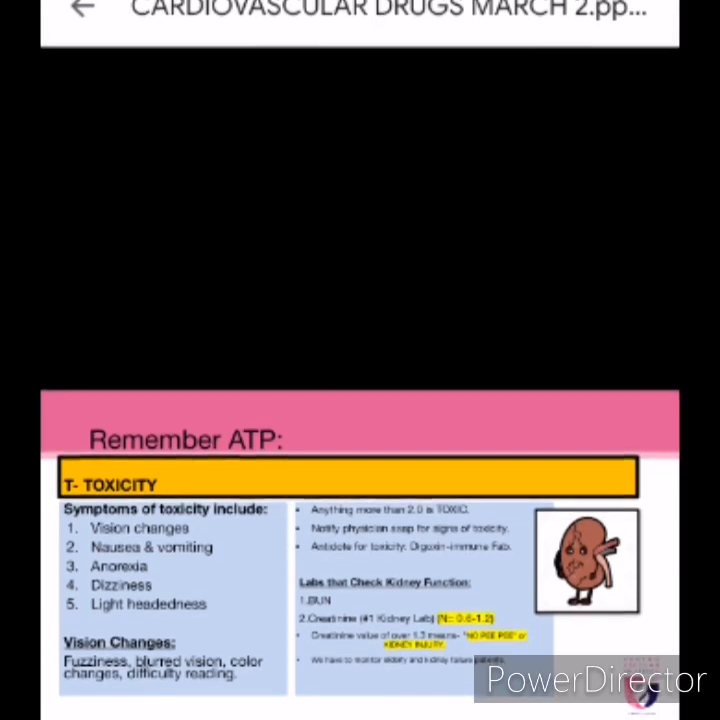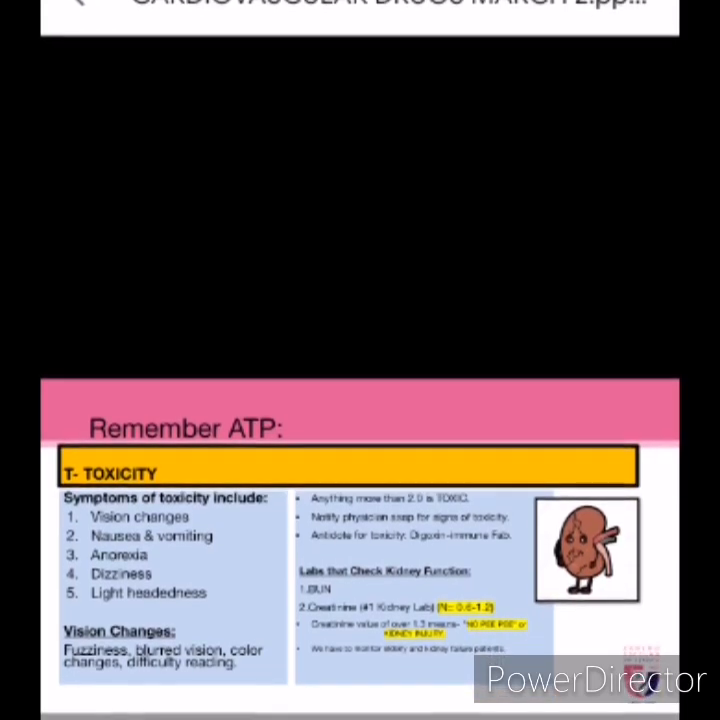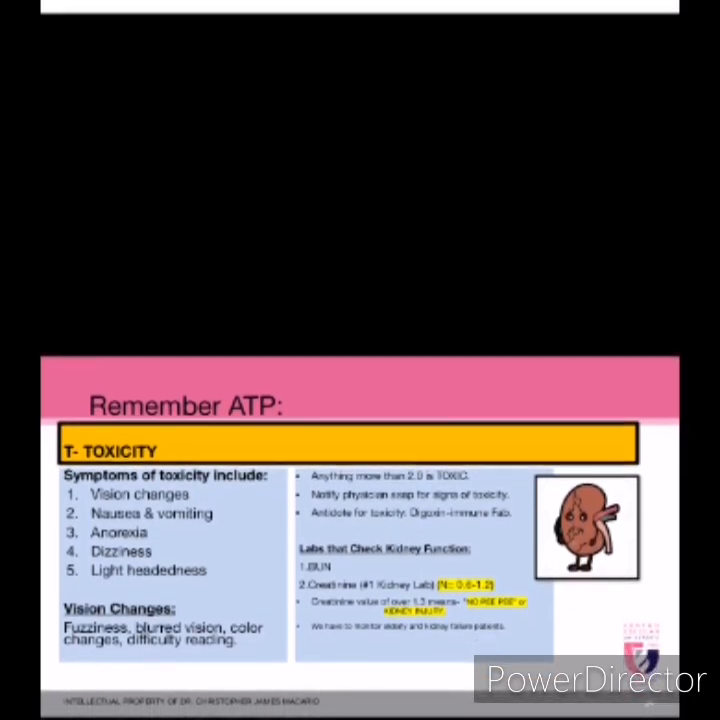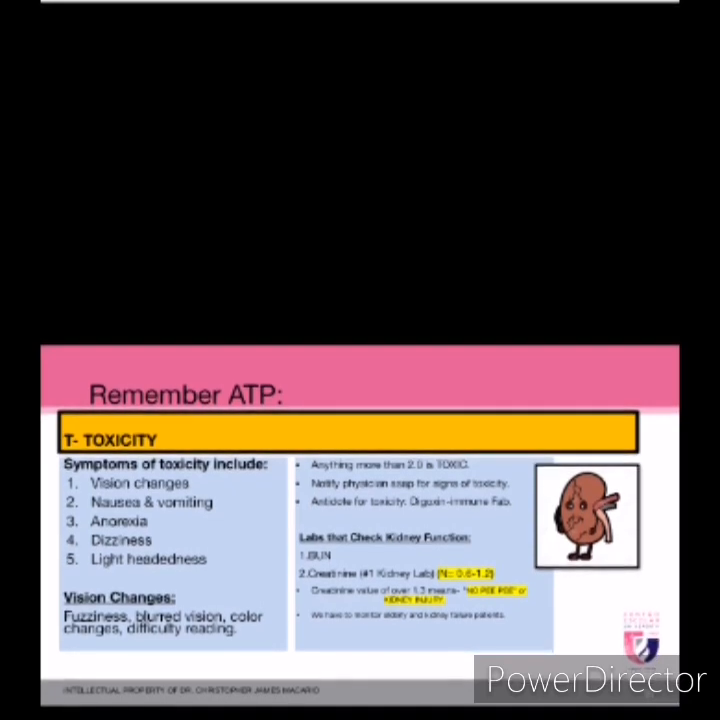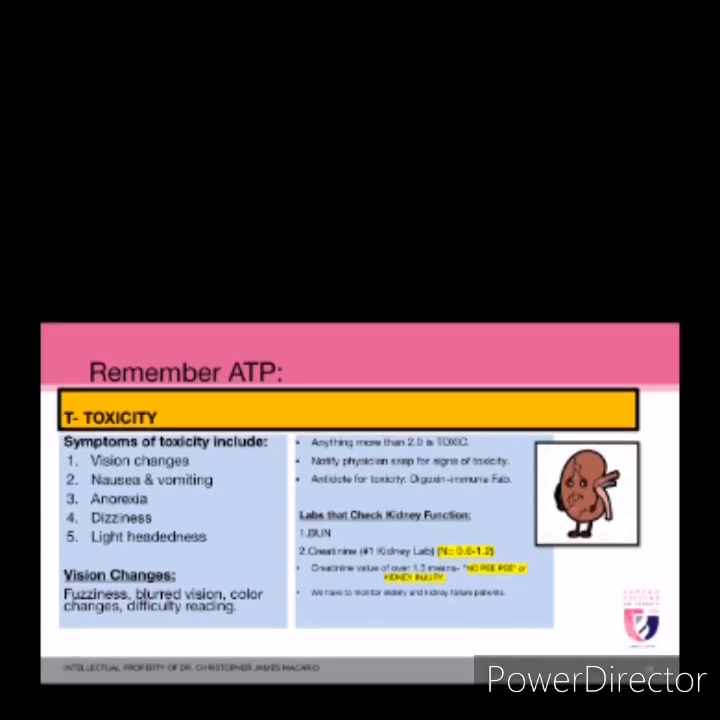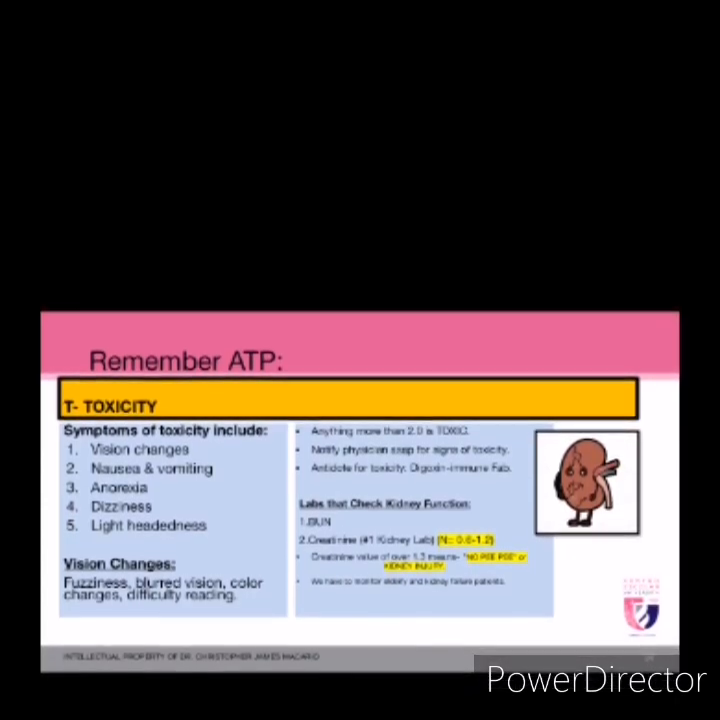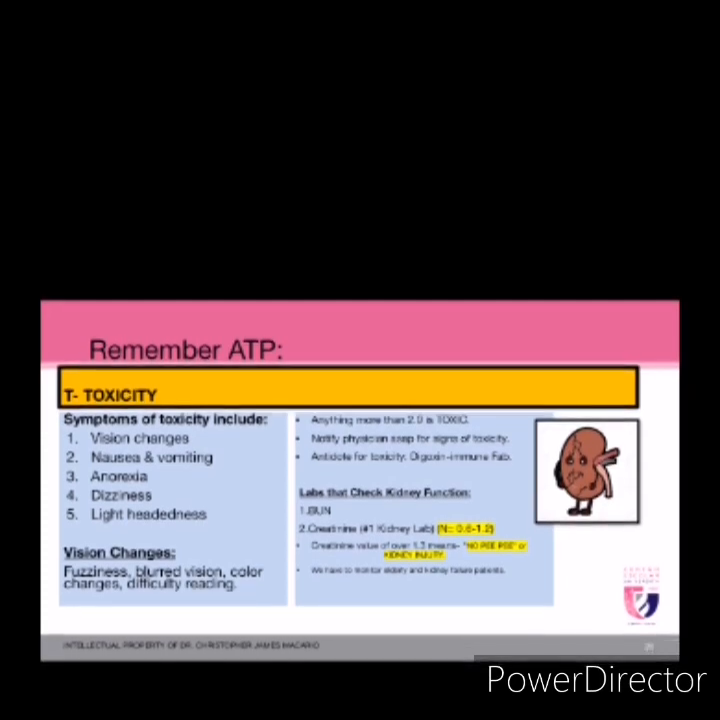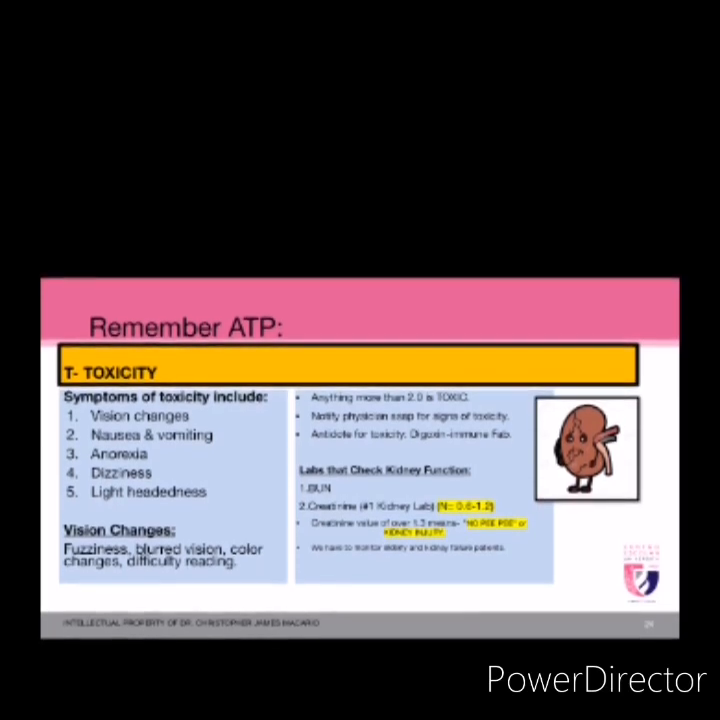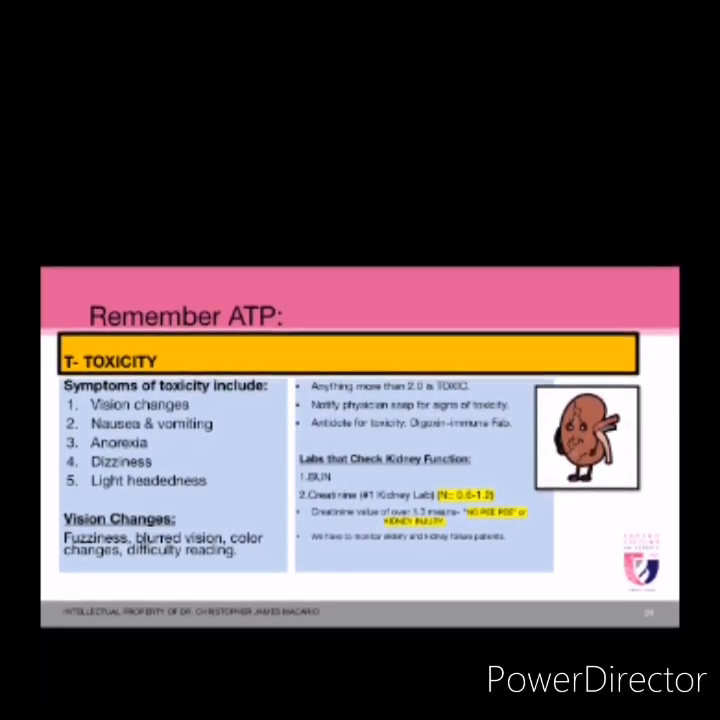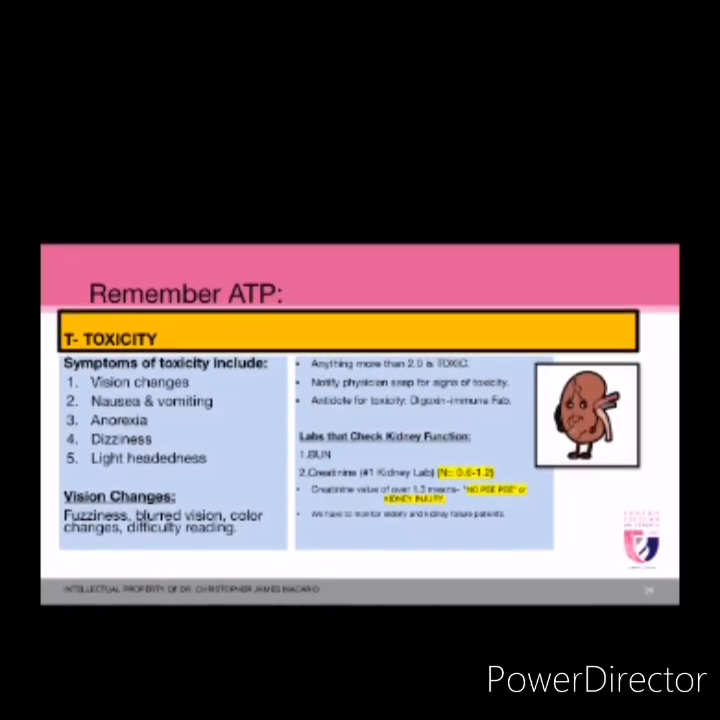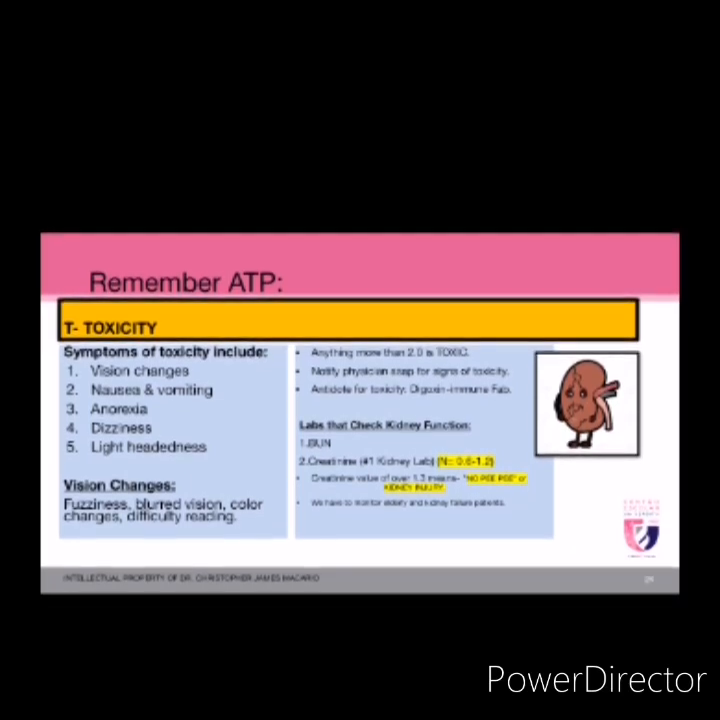Toxicity or T. The symptoms of toxicity include vision changes, nausea and vomiting, anorexia, dizziness, and lightheadedness. Vision changes may also include fuzziness, malabo or blurred vision, color changes, and difficulty reading. Anything more than 2.0 is toxic, and so notify the physician ASAP for signs of toxicity. Antidote for toxicity is digoxin immune FAB.